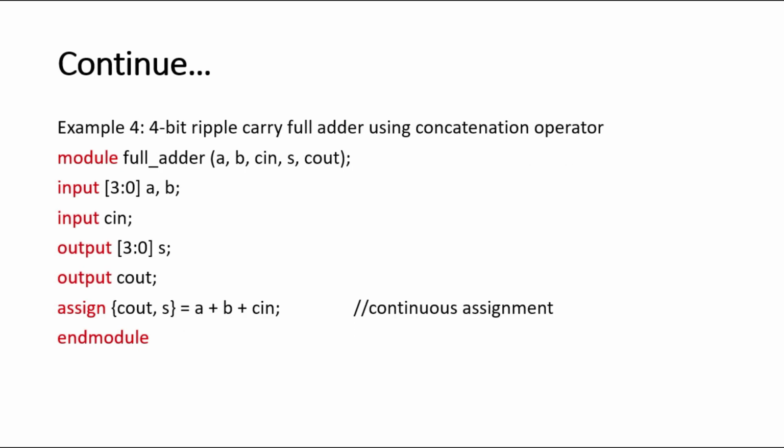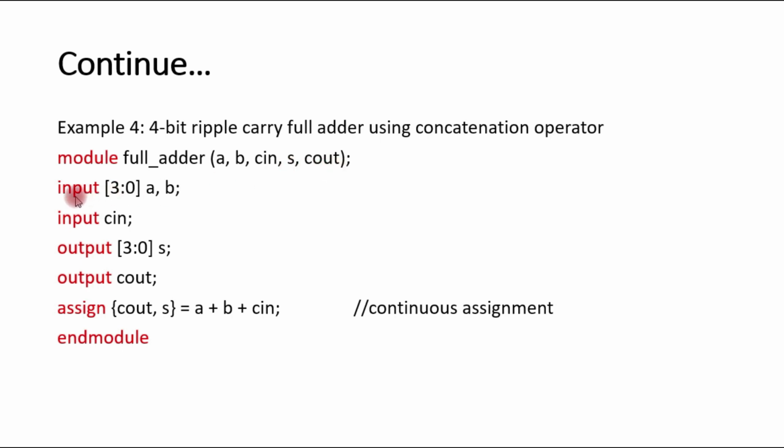End module. This example is a 4-bit ripple carry full adder using the concatenation operator. In the case of a full adder, we know there are 3 inputs A, B and C in and 2 outputs sum and C out. So the Verilog program for the 4-bit ripple carry full adder circuit is given here. Module keyword, module name full underscore adder, and input output terminals. Inputs are A, B, C in and outputs are S and C out.